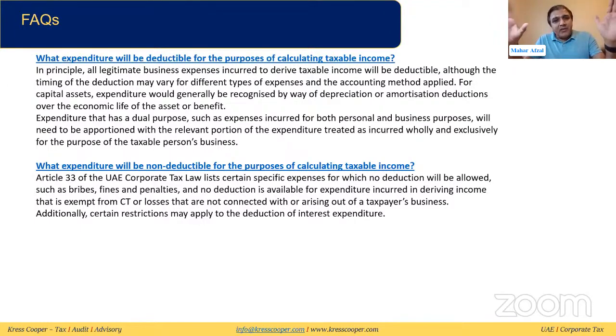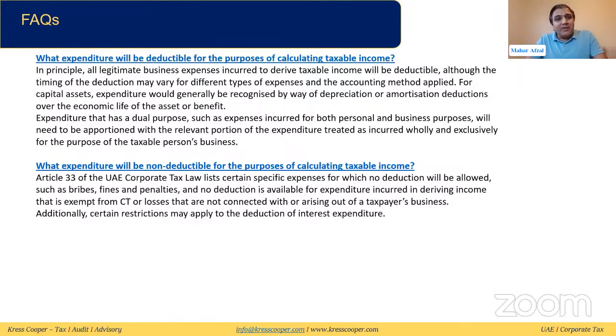3 categories. 1 category cannot be claimed at all. 2nd category, common expenses will be claimed on a proportionate basis. 3rd category, expenses wholly and exclusively incurred for business purposes, and these are revenue in nature. It can be claimed in the same tax period in which the expenses are incurred.